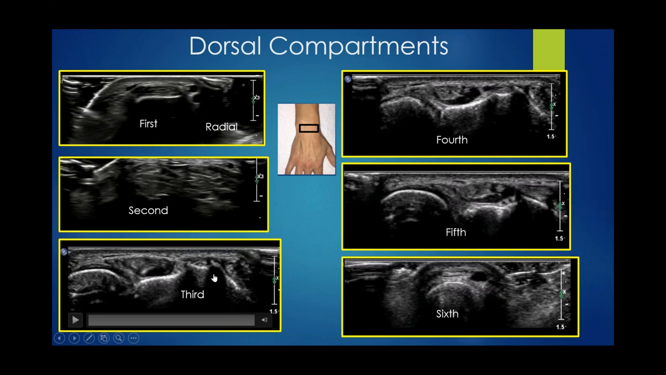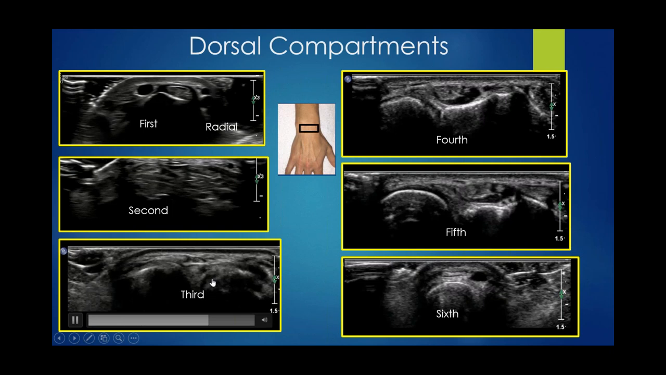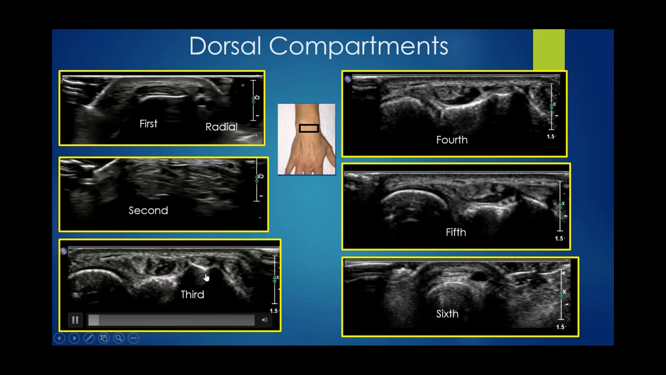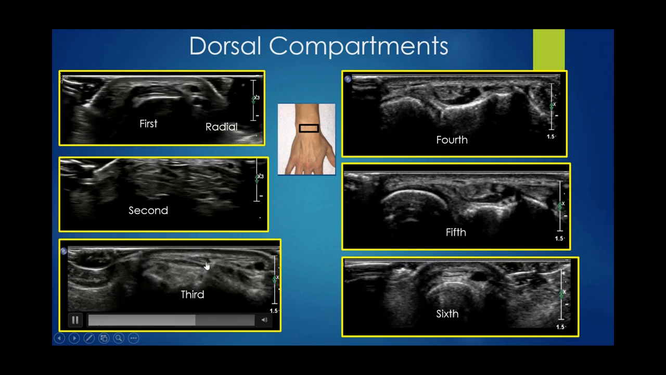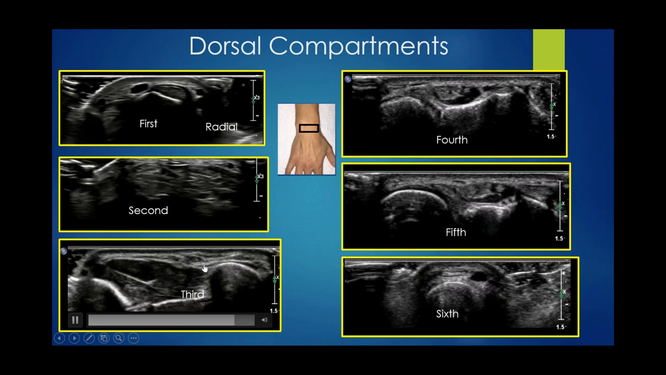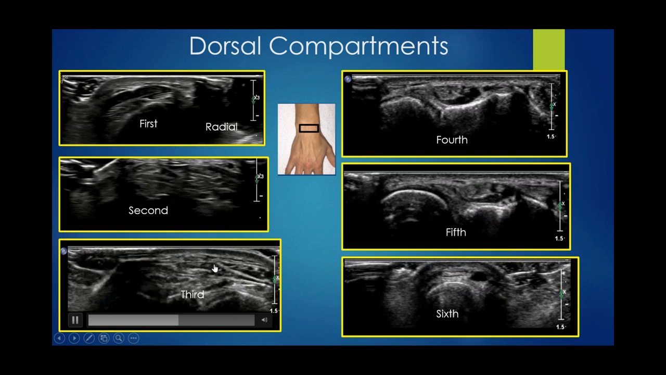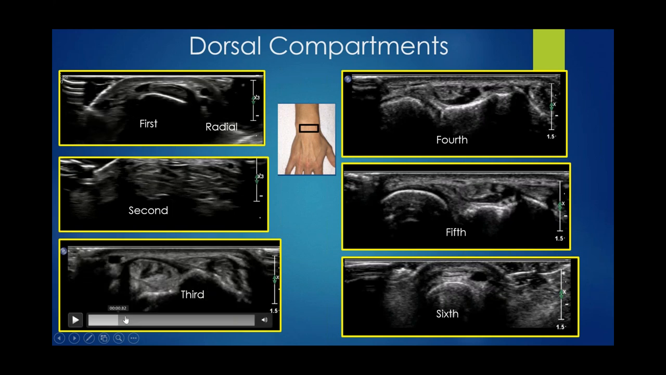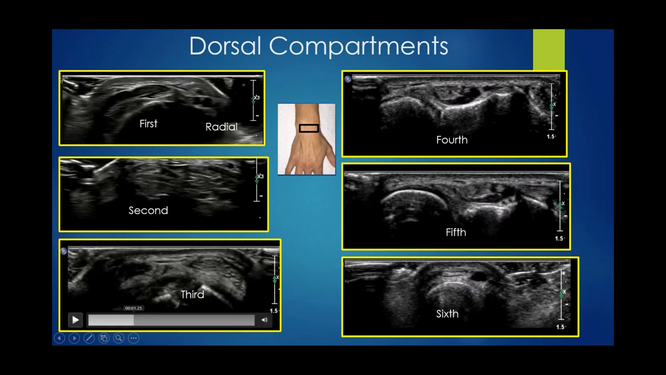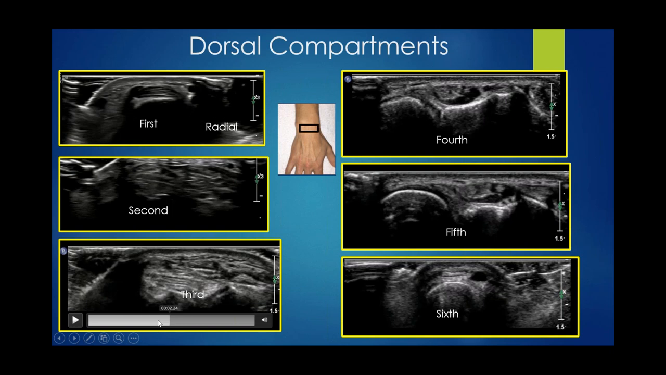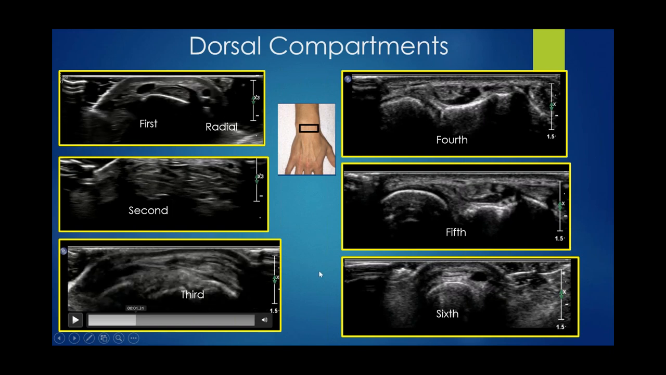You'll notice that the extensor pollicis longus will move from an ulnar to a relative radial direction as I move from the wrist or the dorsal radius into the hand. It's fairly small and sometimes hard to see as it crosses down into the hand. It would then go all the way down into the base of the distal phalanx of the thumb. Importantly here, you'll also note that it's crossing over the second compartment tendons, which we will talk about in the near future.